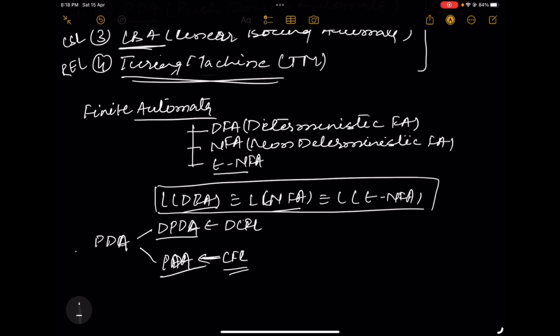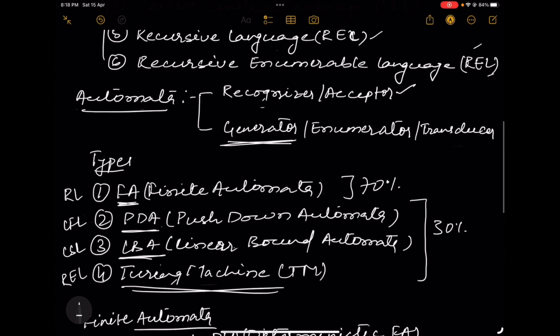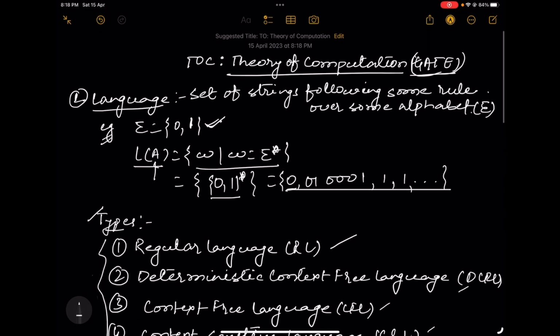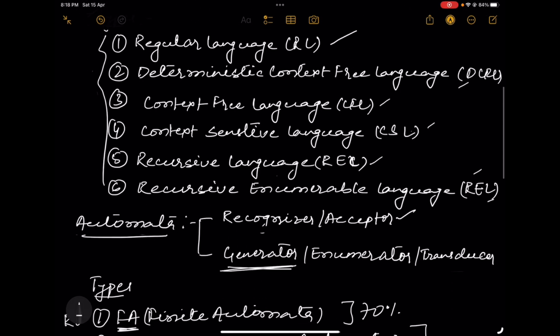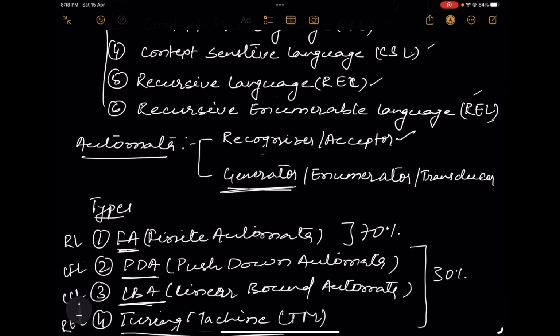I think we can review what we have discussed today. So the very first topic we have discussed is the languages. We discussed the types of languages we are having. We are having 6 different kinds of languages. And then we discussed automata. Automata is a machine that accepts or recognizes a language or generates output on the basis of input you have provided. And broadly it is classified into 2 different categories based on that only.